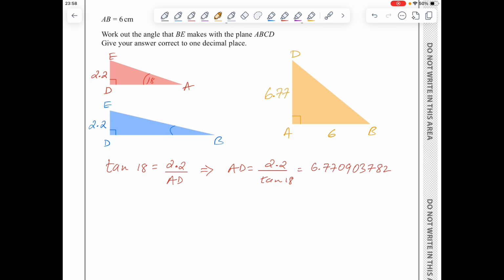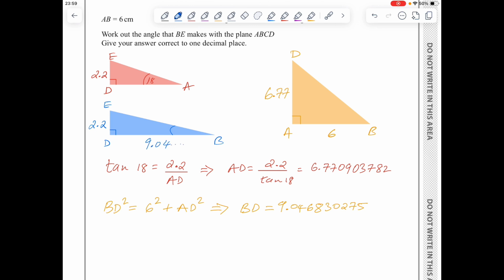And using this triangle and Pythagoras theorem, I will find BD. So BD squared is equal to 6 squared plus AD squared. For AD, I'm going to use the full accuracy. And if I rearrange to get BD on its own, I will get 9.04 and more digits. This is the full accuracy. Now I can transfer this on the blue triangle.